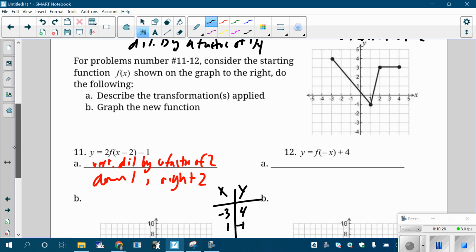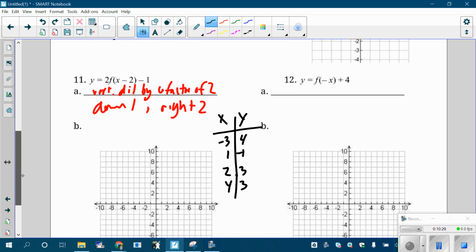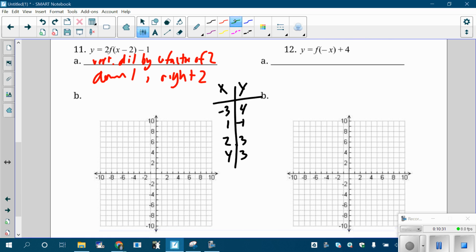Okay, so there's a table with these 4 points from up in that graph. Now I'm going to do these transformations. The vertical transformations change the y coordinates. Horizontal ones change the x coordinates. So if I want to do a vertical dilation by a factor of 2 and down 1, I'm going to take my y's, multiply them by 2, and subtract 1. 4 times 2 minus 1 is 7. Negative 1 times 2 minus 1 is negative 3.